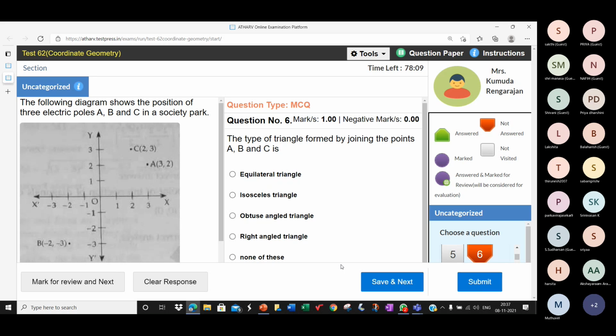Equilateral, I can eliminate. Isosceles, difficult to eliminate that. Obtuse angled. Well, I am not able to eliminate anything except equilateral.